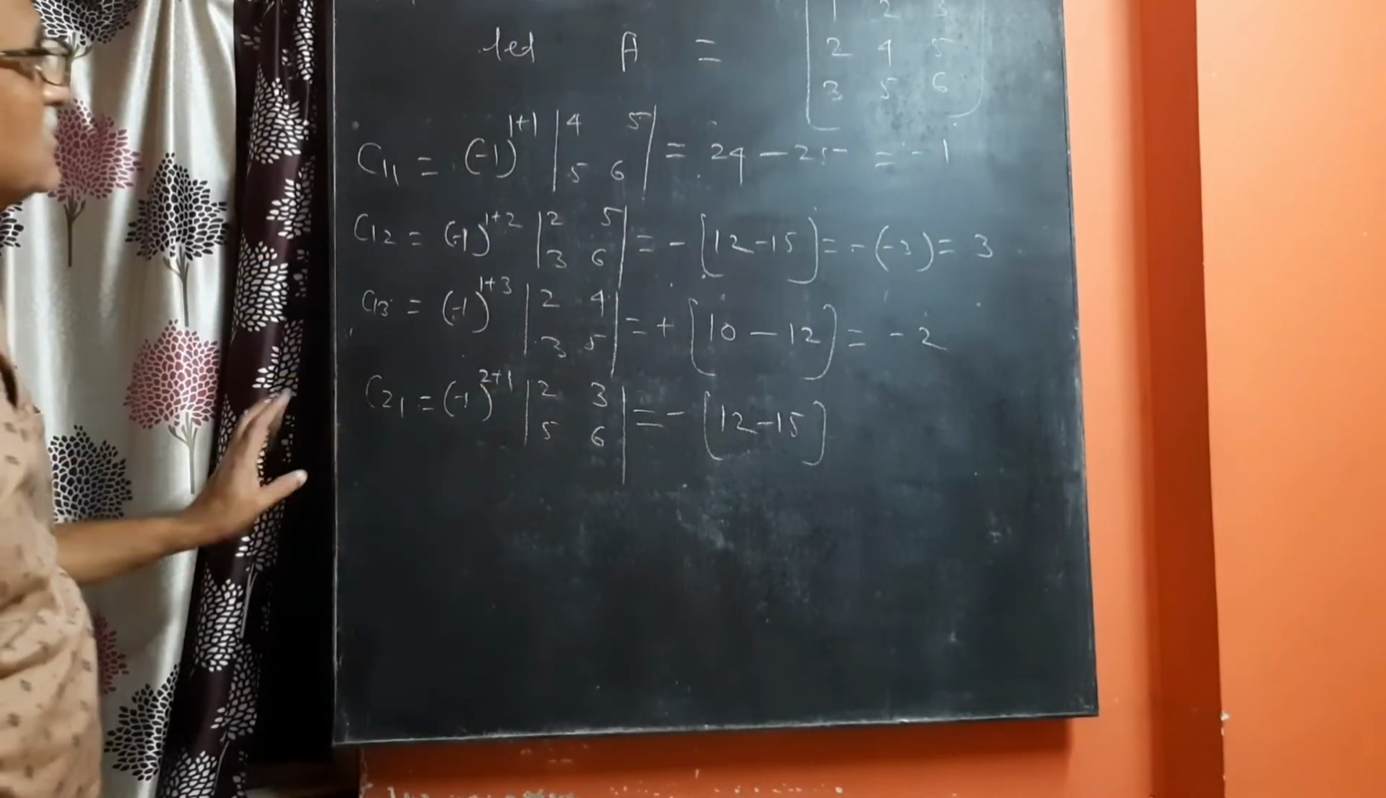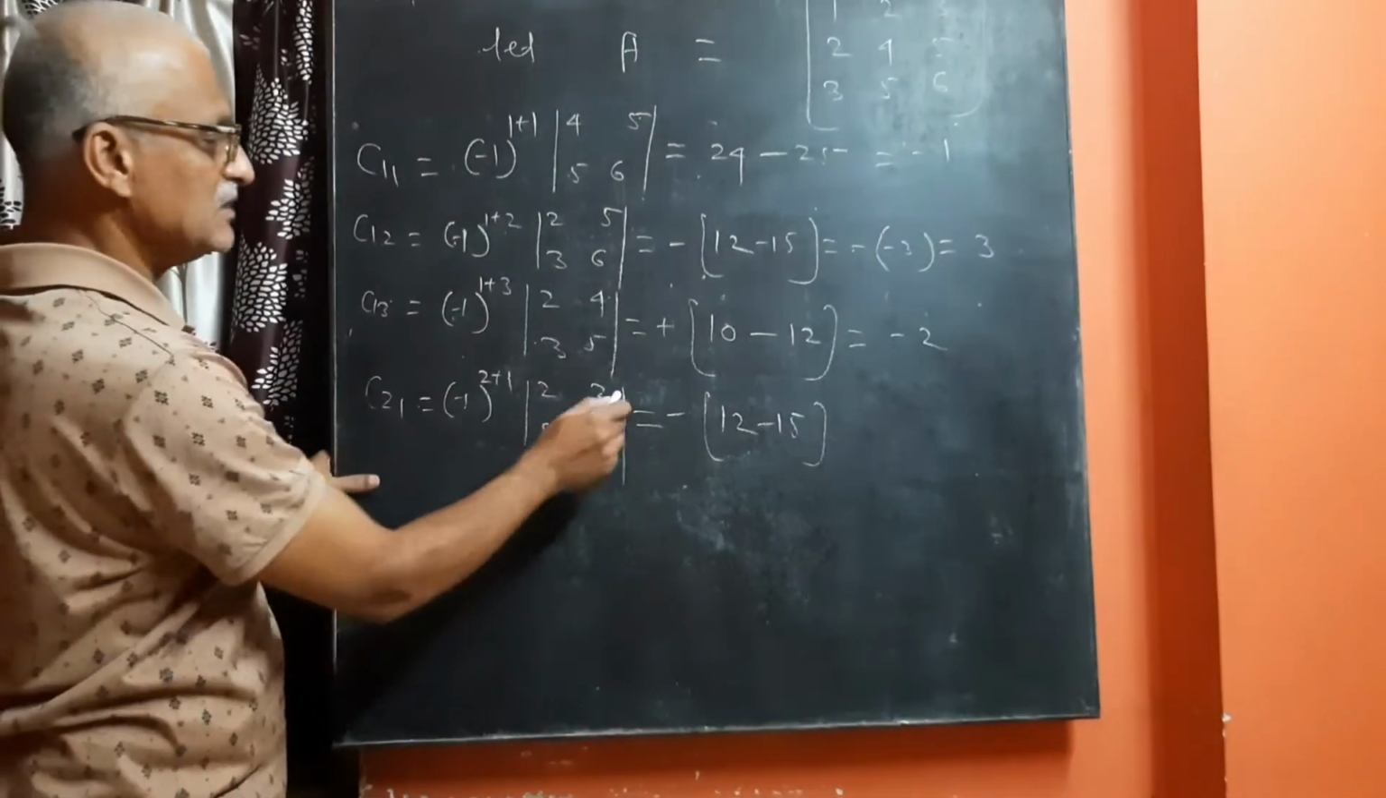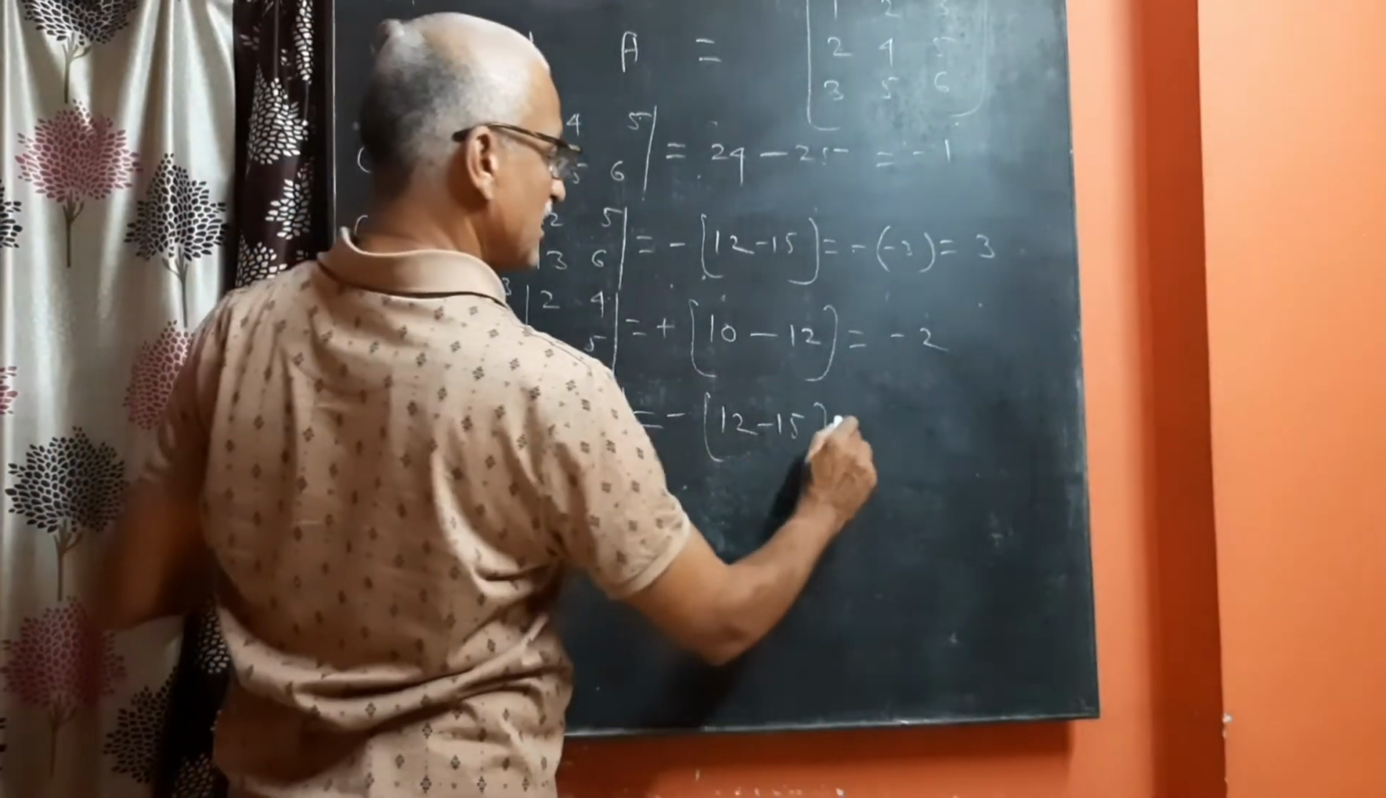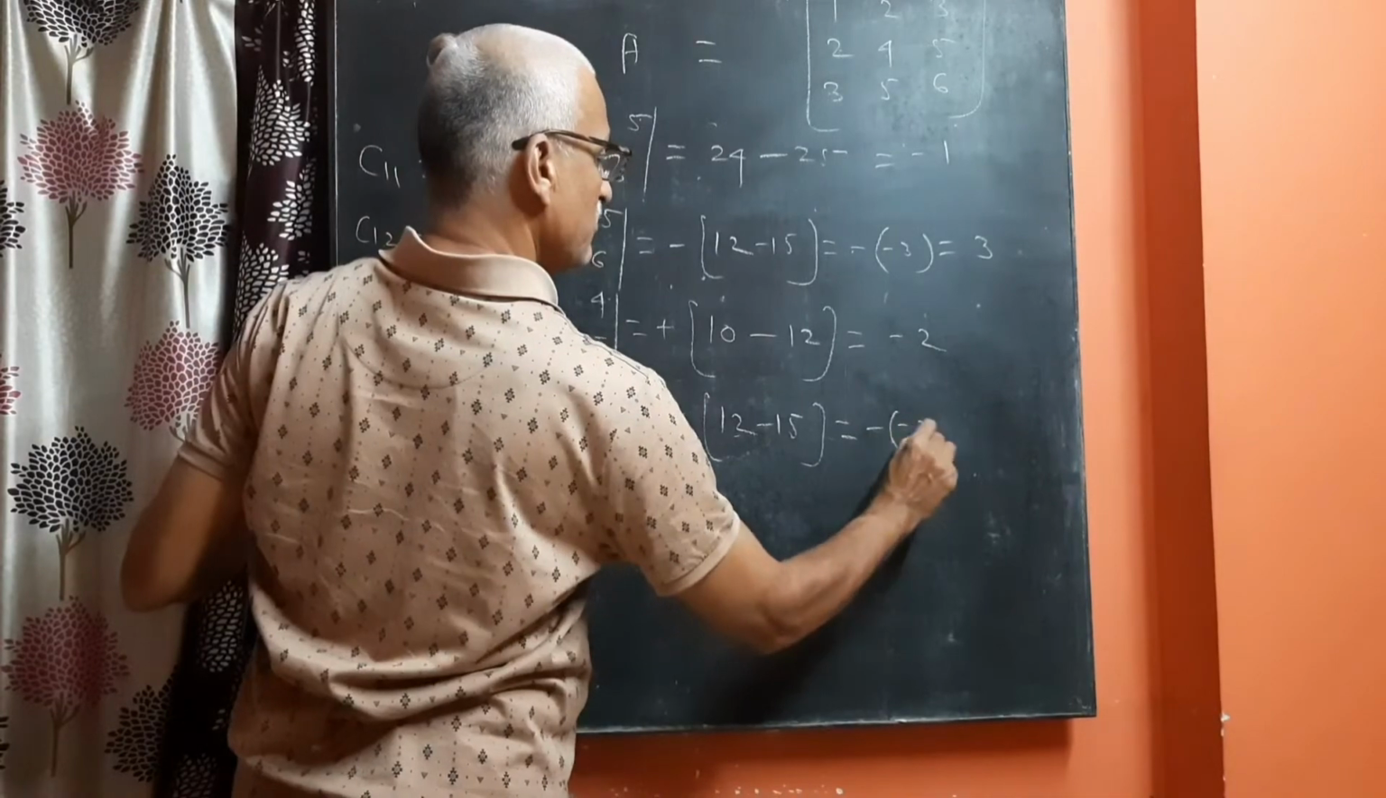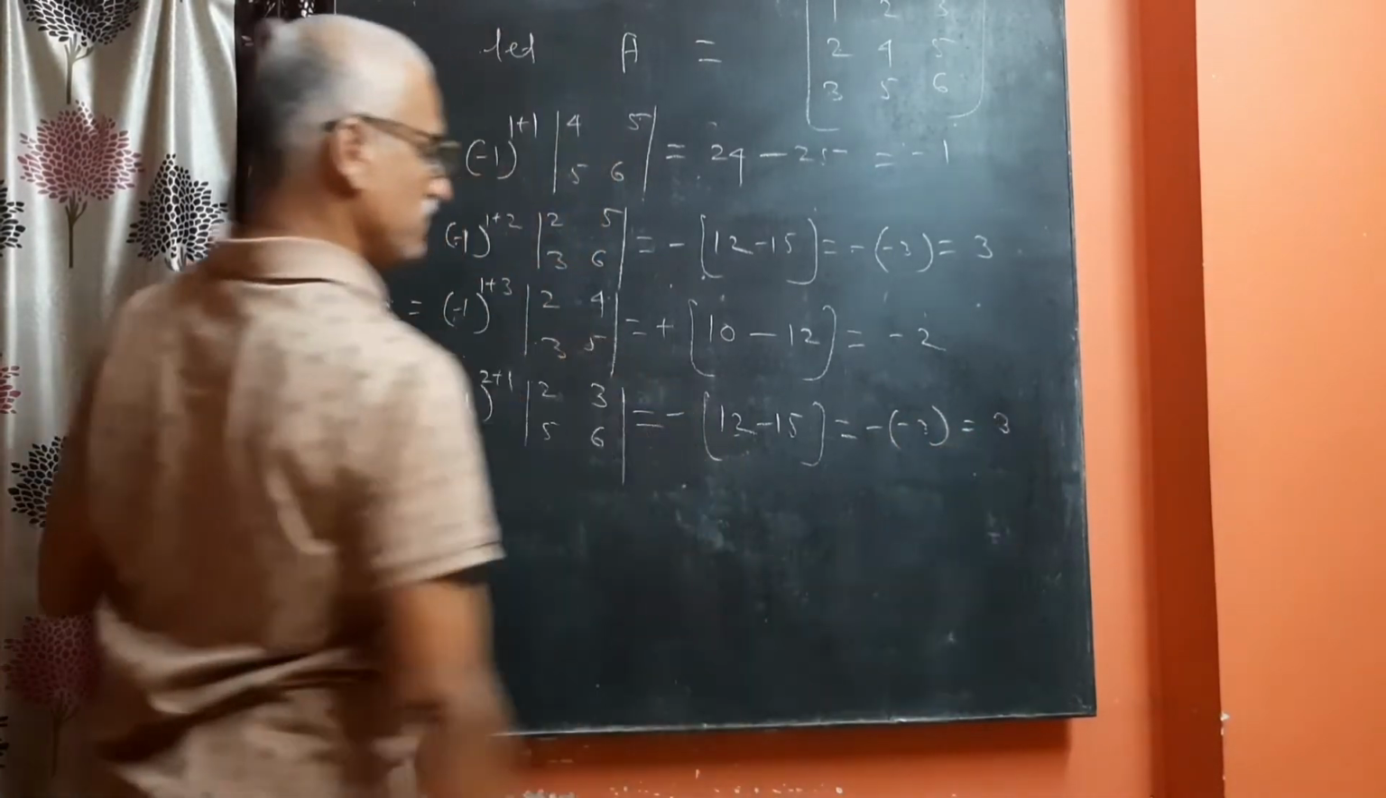Two, 3, 5, 6. Okay. So 12 minus 15 and 12 minus 15, that means minus 3. So this is minus of minus 3, which is equals to 3.